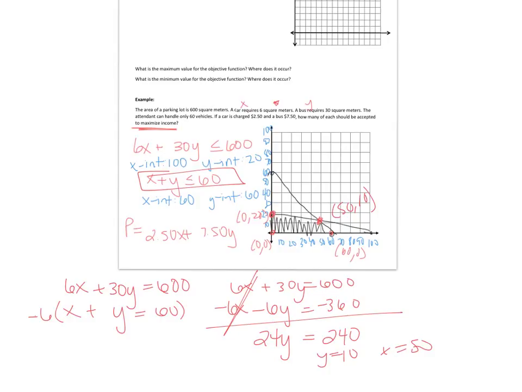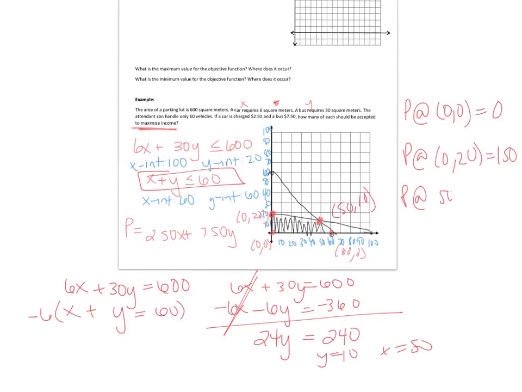Okay, so I have these 4 vertices, and I'm looking for the profit at each one. So for my notation, and this isn't anything special, I'm just going to say P, my profit at (0, 0). Well, that's $0. I'm not making anything. My profit at (0, 20). So that is 20 times $7.50. So that's $150.